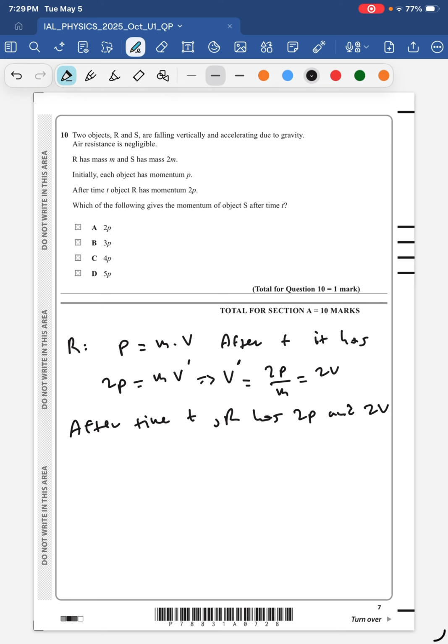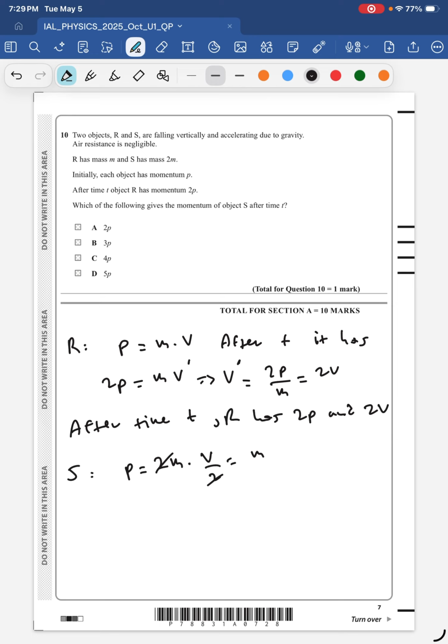Now for object S that we are interested in, S also has momentum p, but its mass is 2m. So 2m times its velocity gives p. So its velocity is going to be half the velocity of R, pretty much, because they have the same momentum. I hope this makes sense.